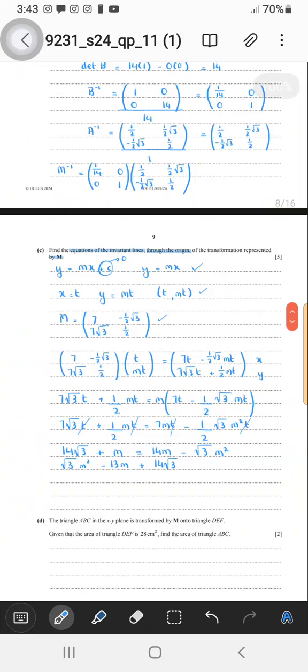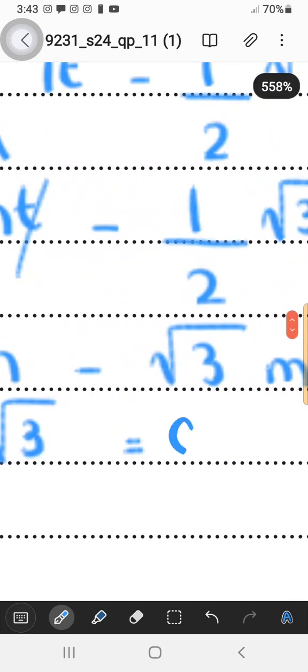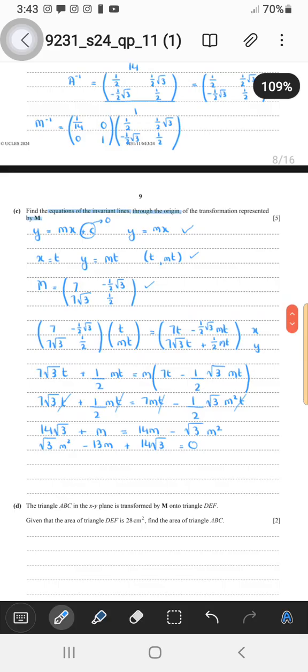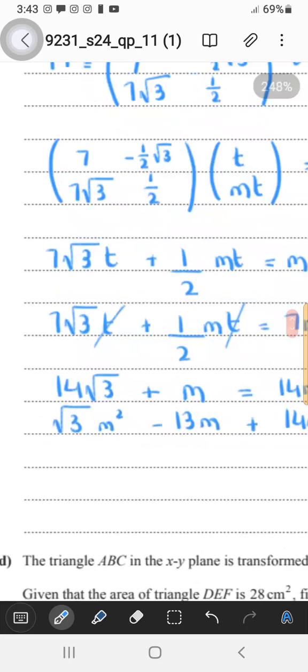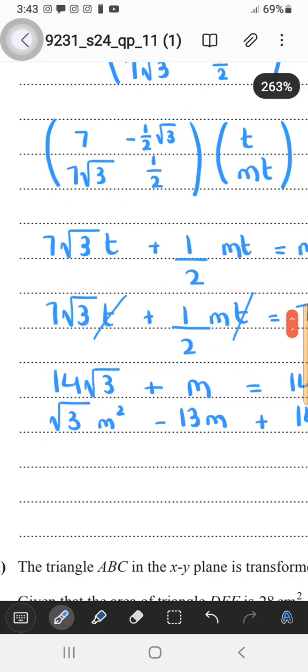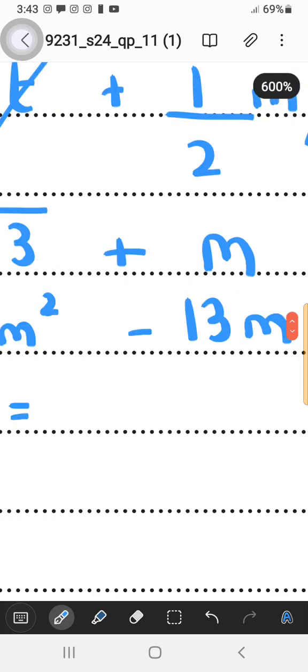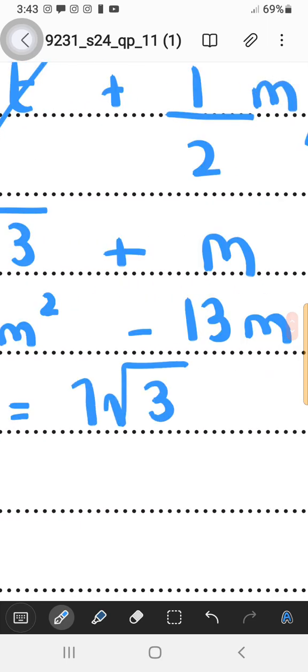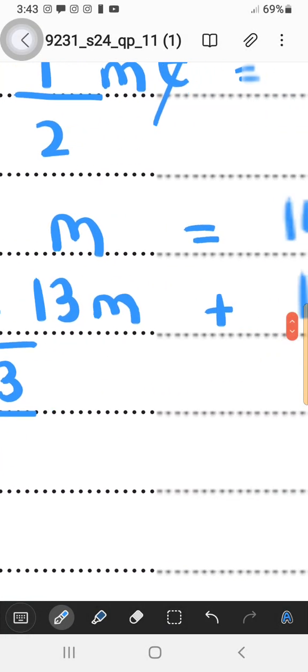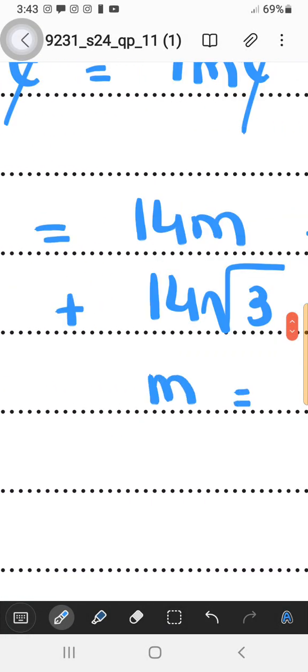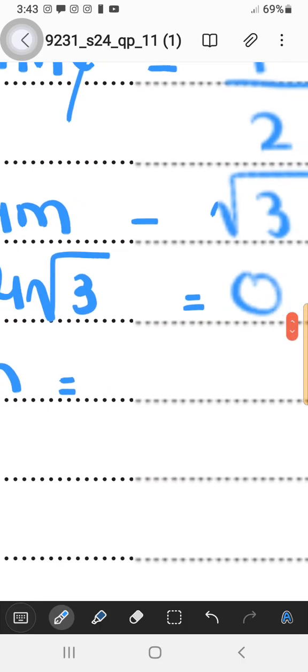Let's do it from the calculator. Instead of factorizing it, we can do it through the calculator. Under root 3, negative 13 and 14 under root 3. Then I will get m equal to, wait a bit, yes, m is equal to 7 under root 3 upon 3. And I get one more m, and the second m is 2 under root 3.